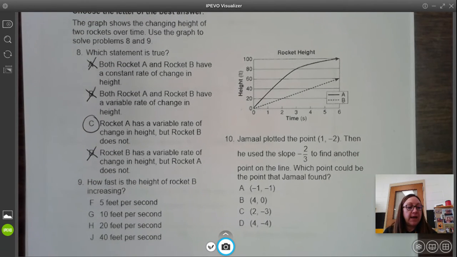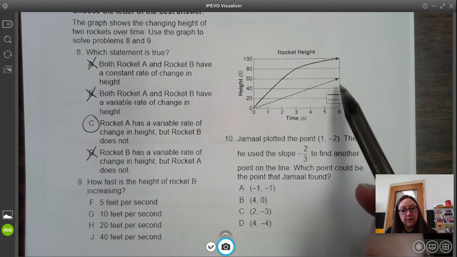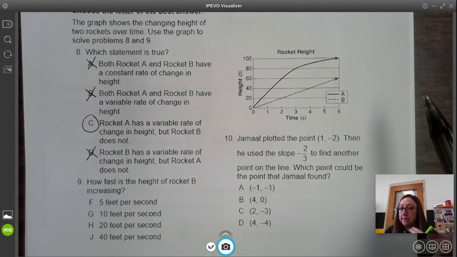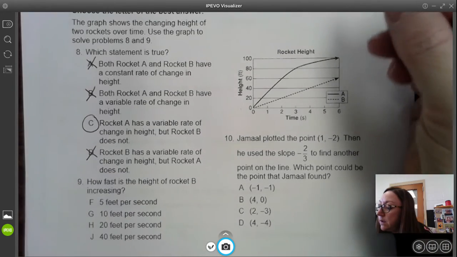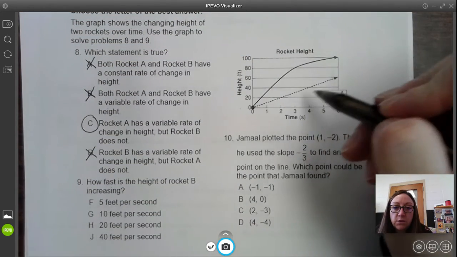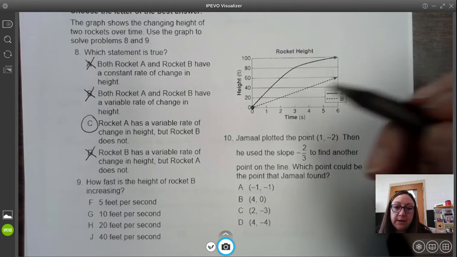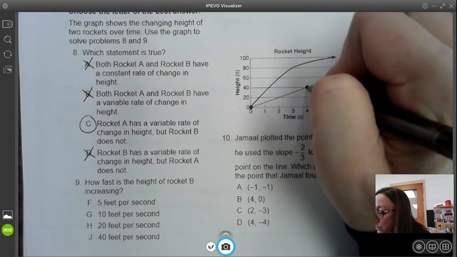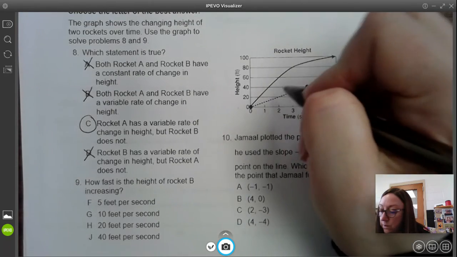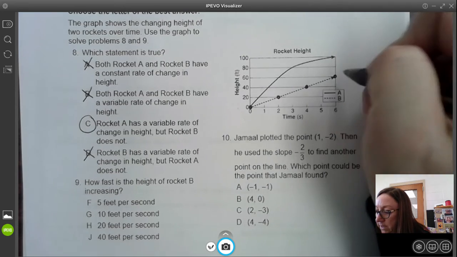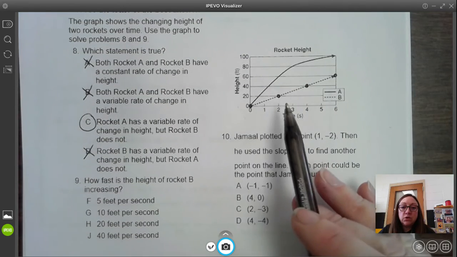All right, how fast is the height of rocket B increasing? So we're just looking at this line right here. So to figure that out, we can calculate the slope. So again, we need 2 points on the line, and it doesn't matter what 2 points you pick. All right, so 0, 0 is always a nice one to pick, and then you could pick anywhere else that the line crosses through the grid really nicely. So for example, you could pick this point right here, or you could pick this point right here, or even this point over here. So all we need is 2 points.